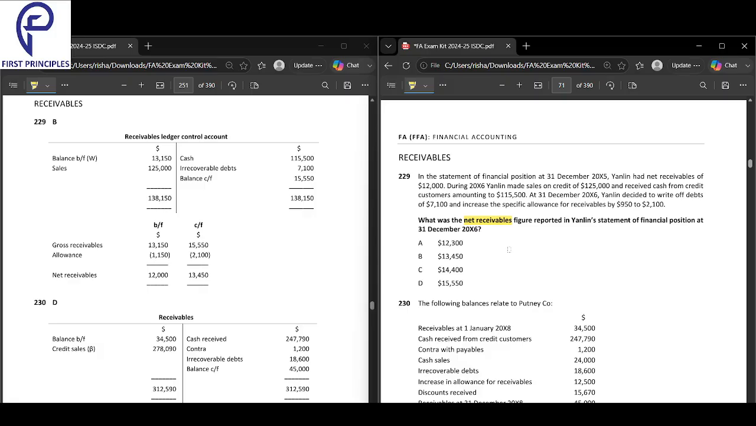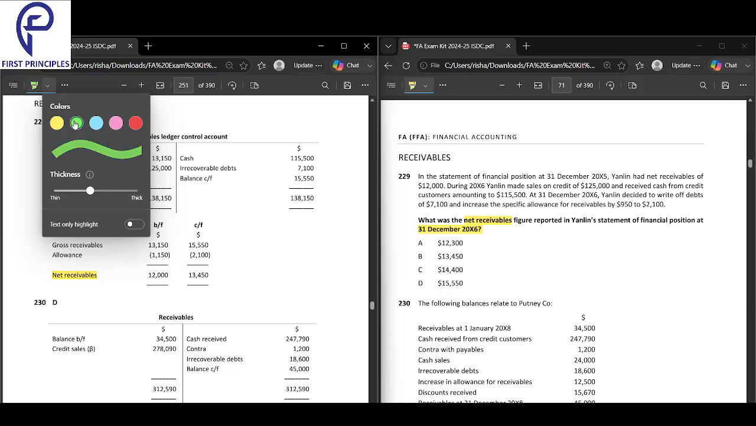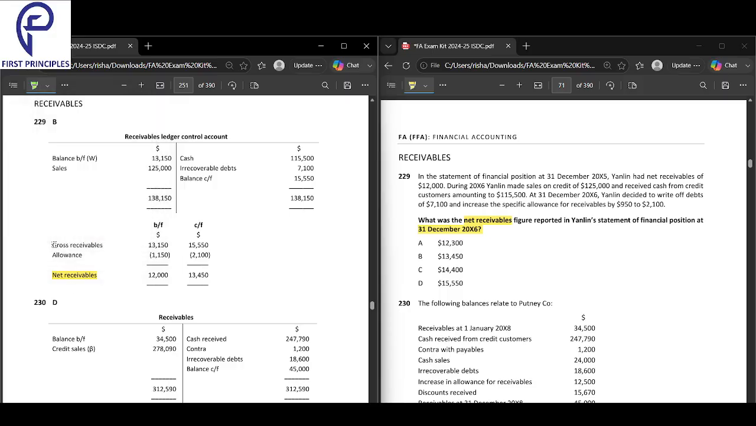So what are they asking us to do here? They're asking us to first find out the net receivables, and when? On 31st December 2006. The net receivables, right? This is what they're eventually telling us to find. So in the first step you have to find the gross receivables, and when you subtract the allowance from the gross receivables, you will get the net receivables.